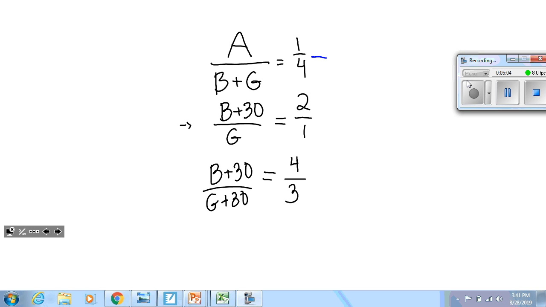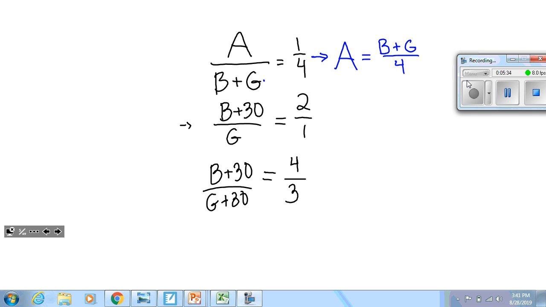Let's take a look at this one. Let's rearrange this a little bit. If I just want to know what A is, what if I multiply both sides by B plus G? I'm going to have A equals 1/4, excuse me, 1/4 B plus G, or I could just write that out: B plus G over 4, right?